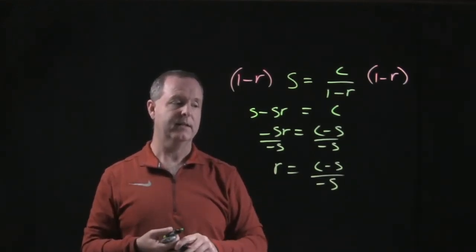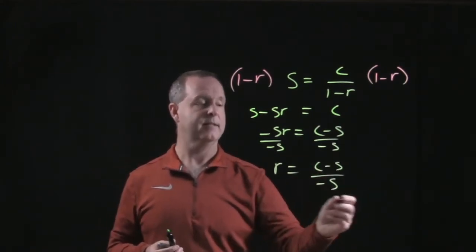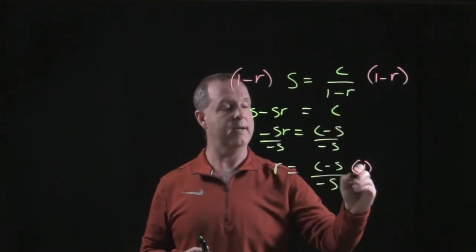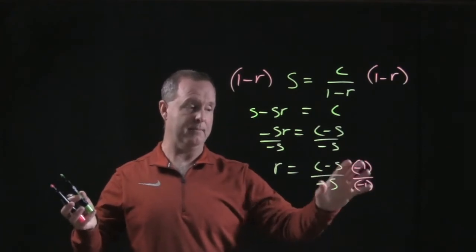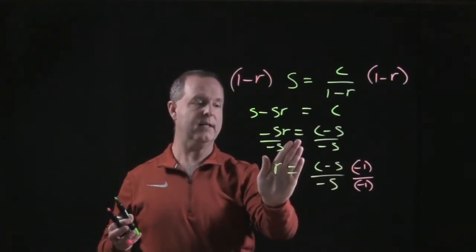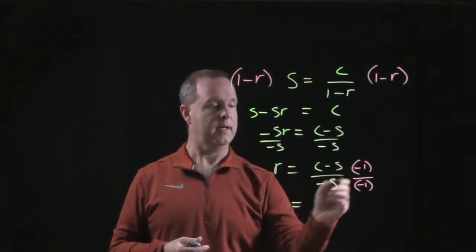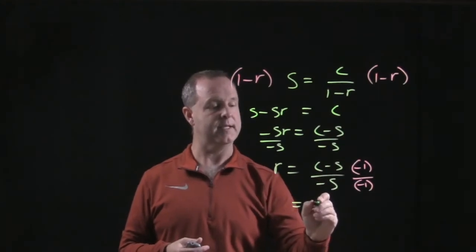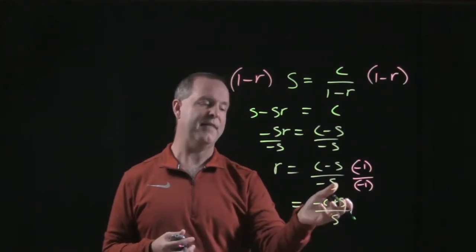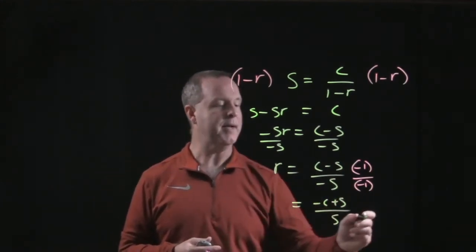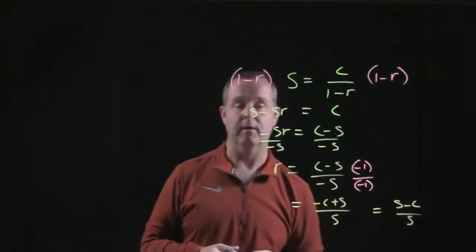Remember what we could do with that? We can factor out a negative 1 or multiply this side by a clever version of 1, a negative 1 over a negative 1. Now, I'm not multiplying both sides by my lowest common denominator. I'm only dealing with this fraction right now. And negative 1 times this produces a negative c plus an s all over a positive s. And then we can just change those top two terms around based on a commutative property. So I have that equaling s minus c over s.